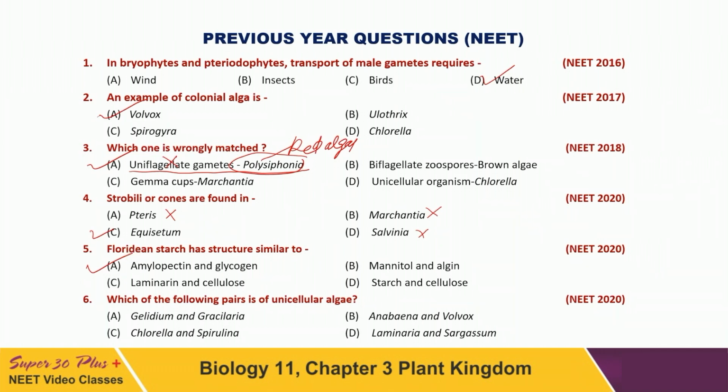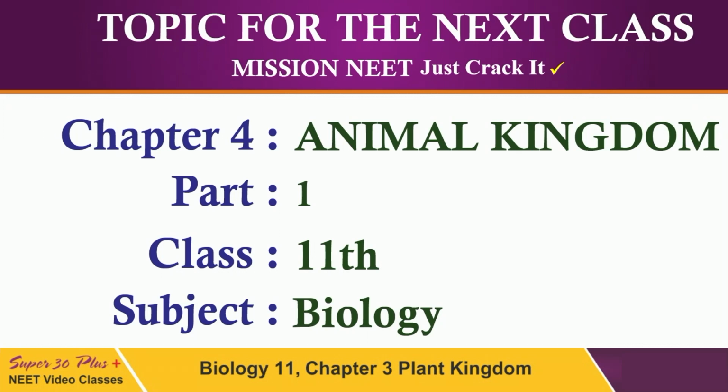See the question which had come last year, 2020. Which of the following pair is unicellular? Chlorella and Spirulina. These are the unicellular algae. So this is all for this chapter. Chapter number 3 we have finished in 7 parts. Thank you very much.